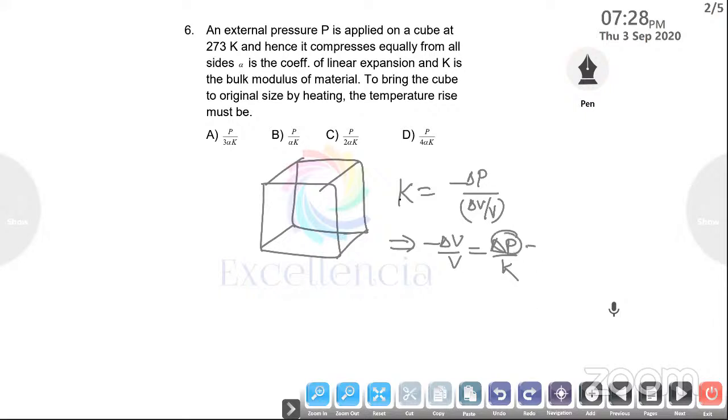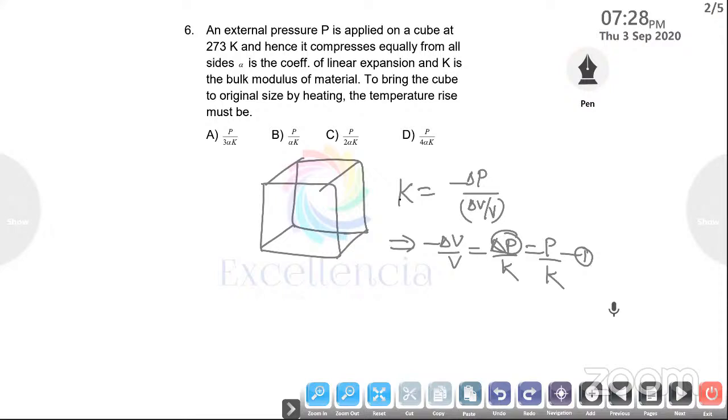So we can write this one as P by K. So here minus delta V by V says that the volume is getting decreased by this fraction, that is P by K. Let us say it is 1. Now you want to bring this back to original shape. So for that you are increasing the temperature of this body, so that because of thermal expansion, it is getting back its original shape, original size.